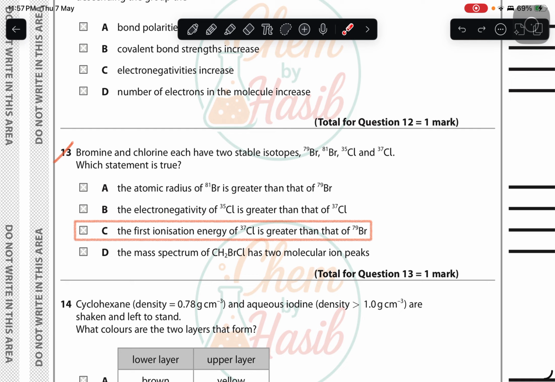Sorry for the interruption. So, the mass spectrum of CH2BrCl has two molecular ion peaks. See, it will have more than two molecular ion peaks because each halogen here contains more than one isotope. Because bromine has two isotopes, chlorine has two isotopes, right? So there can be different combinations of bromine and chlorine.